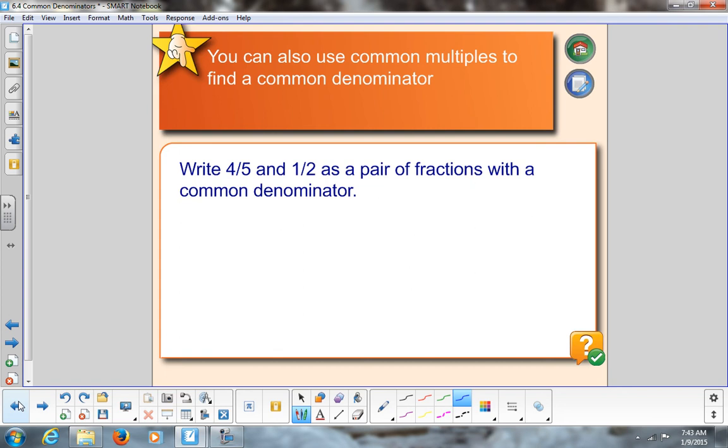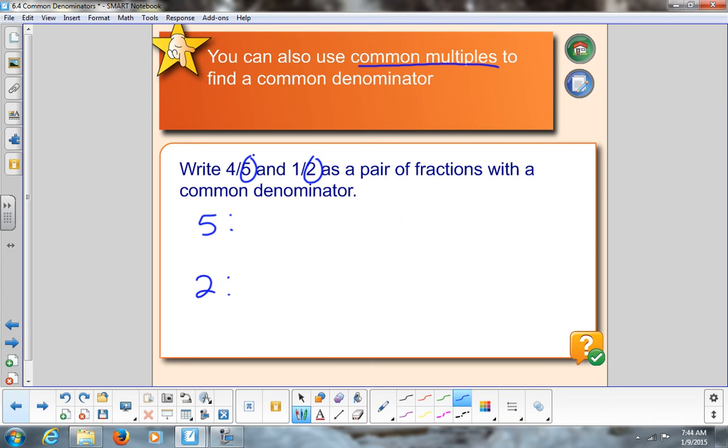In this one, we're going to use common multiples. Now remember, multiples are what you get when you times a number. Okay, so 2 times 1 is 2, 2 times 2 is 4, 2 times 3 is 6. So 2, 4, 6 are all multiples of 2, because 2 can times something to get to that number. So that's common multiples. Okay. All right, so we can take 4/5 and 1/2 as a pair of fractions with common denominators. So I need to take my denominators, that's 5 and 2, and I want to find the common multiple, and that'll give me a common denominator.